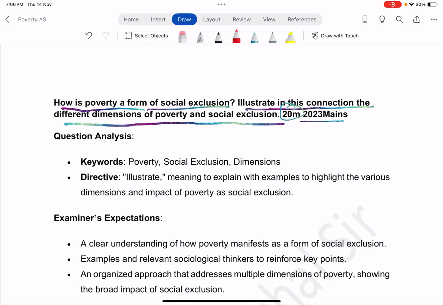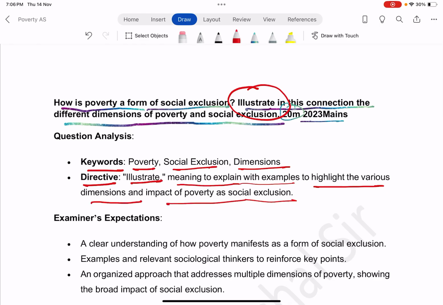Now, what are the keywords that we have used in this question? There is poverty, social exclusion, and the dimensions. The directive word that is used here is illustrate. What does that mean, illustrate? It means that we are to explain with examples and detailed examples to highlight the various dimensions and impact of poverty as social exclusion.